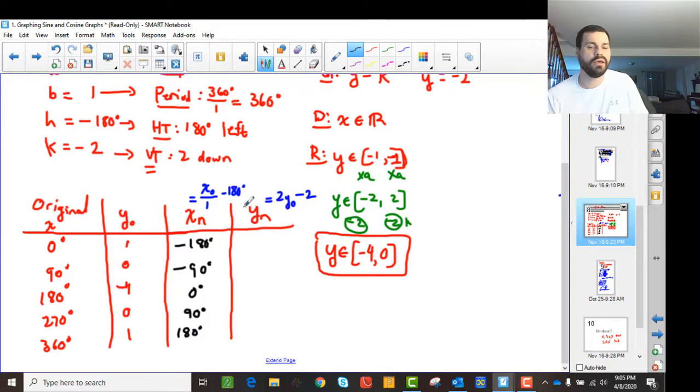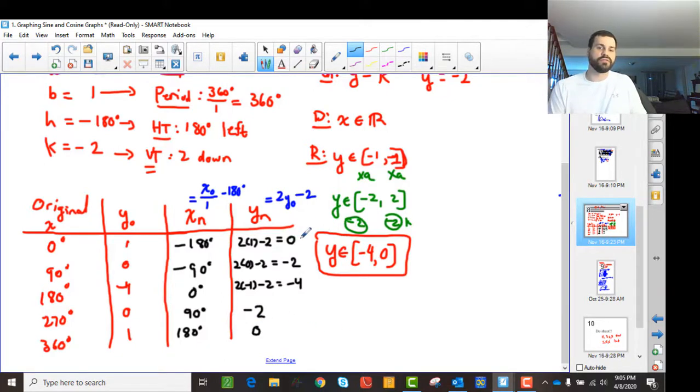And then for y, I'm going 2y minus 2. For y equals 1, that's 2 minus 2, so I get 0. And then 2 times 0 minus 2 gives me -2. Then 2 times -1 minus 2 gives me -4. And then for 0 I already know, because I did it here, so it's -2. And finally 1 I already know because I did it up here, so it's 0.